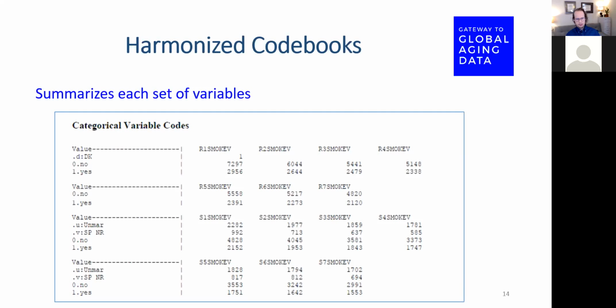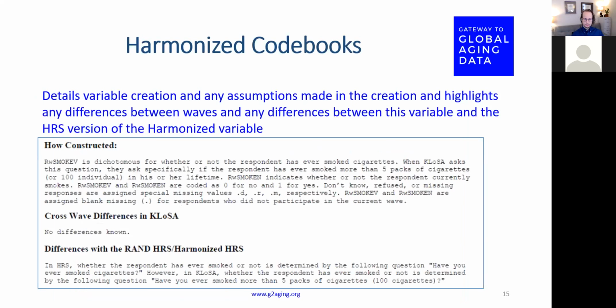Another thing you can see is that we have assigned special missing values. A special missing value is a way to indicate missingness with some more information, and they're available as part of SAS, Stata, and SPSS. So you can see there's someone at wave 1 who answered they don't know to whether they ever smoked, so we include that here.